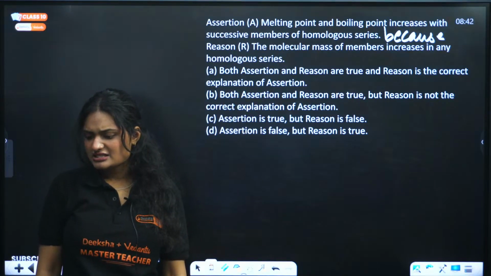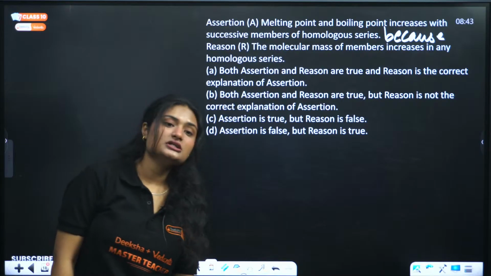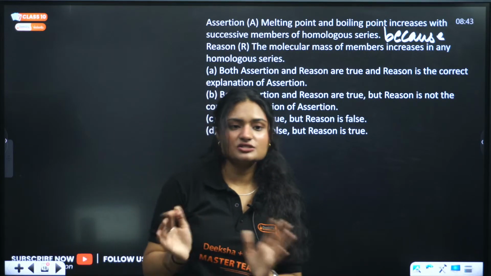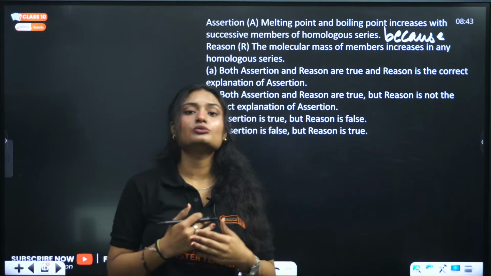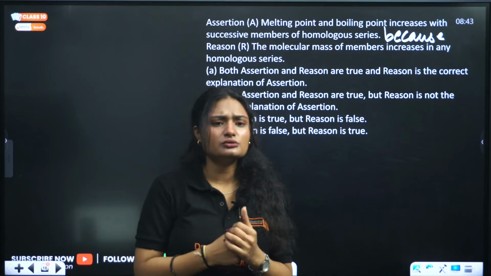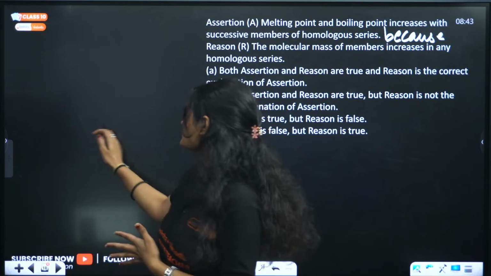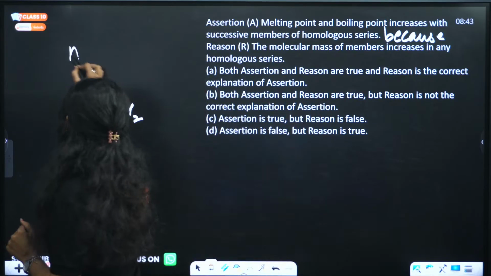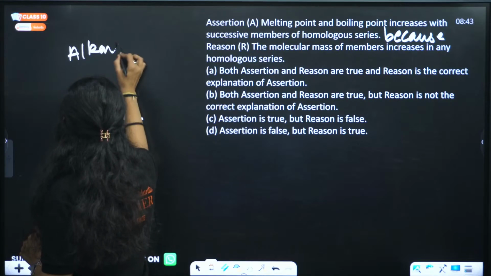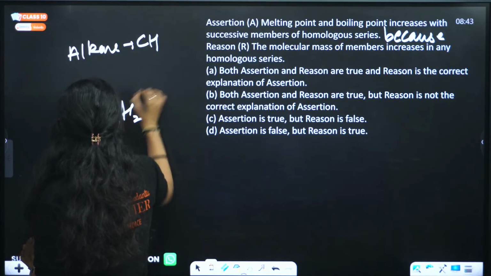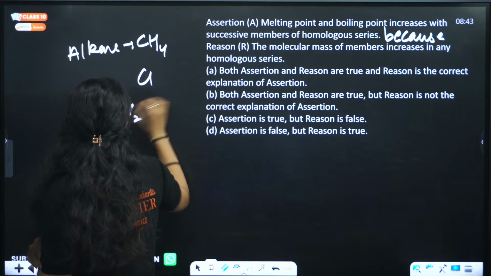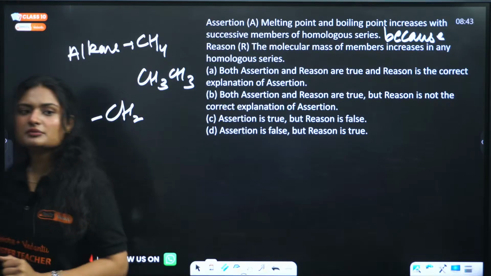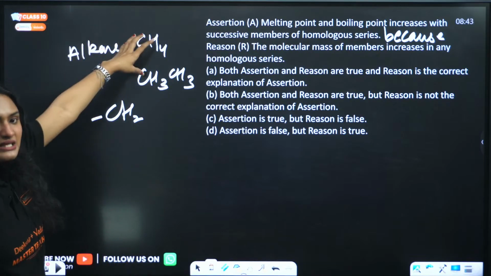Molecular mass remains same, ma'am. For a homologous series, the molecular mass does not remain same. When you are moving down the homologous series, the successive members differ by a CH2 unit. Let's see. Alkane is a homologous series, right? First member is methane, second member is ethane, right?